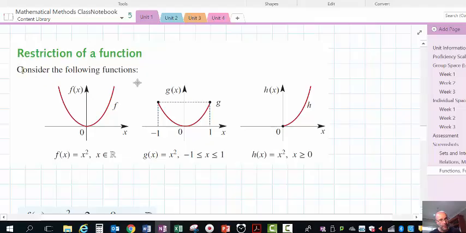So consider these here. They're kind of the same, but they're different. They all have the same rule. It's written in function notation: f of x equals x squared, g of x equals x squared, h of x equals x squared. Well, that's all pretty much the same, apart from some superficial stuff. If we look at the graphs of them, however, well, they look different. The first one has no restriction on its domain.